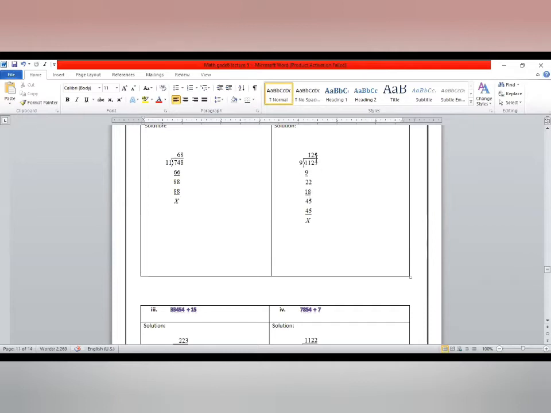125 divided by the 9. So we combine here two values 11. And table of the 9 and 11 one time. 11 minus 9, we get the 2. Bring the 2 down, 22. 9, table of 9 and 22, 2 times 18.